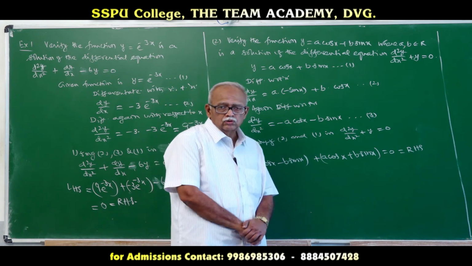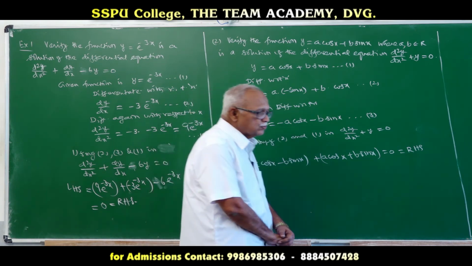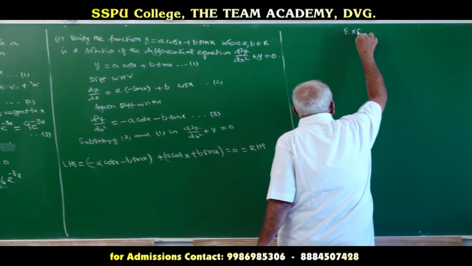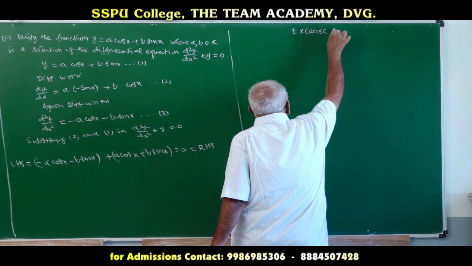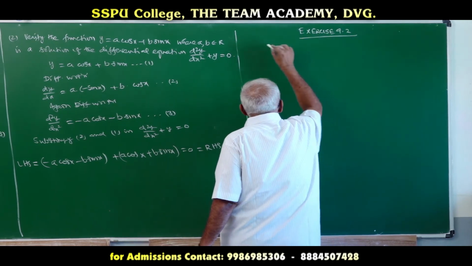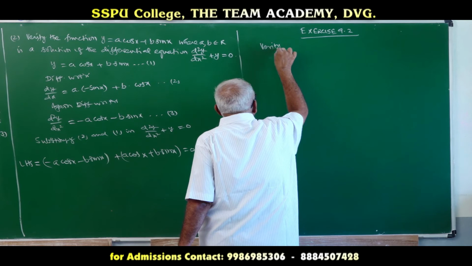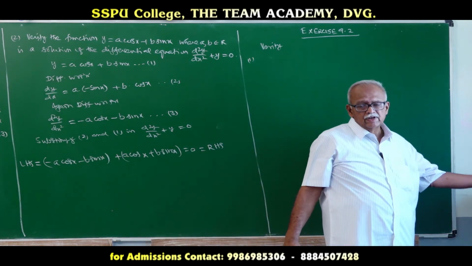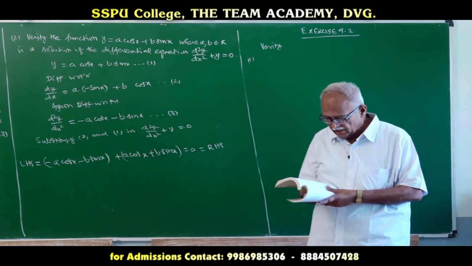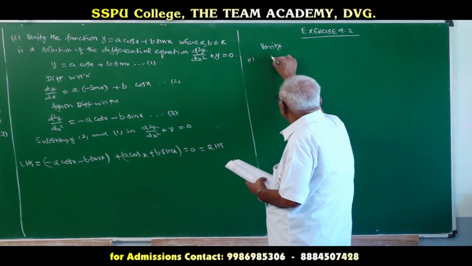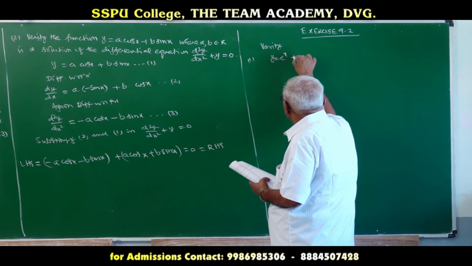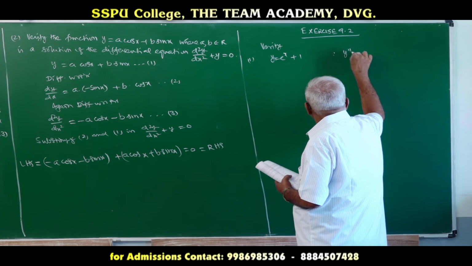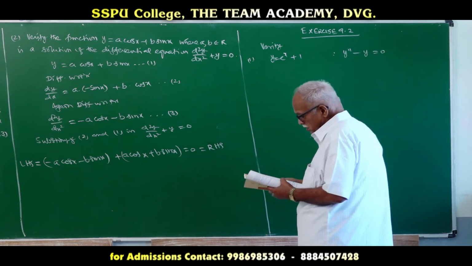Now, let us go to the exercise problems. Exercise 9.2, verify. Like what we have been given, a function will be given and we have to verify the differential equation. So, y is equal to e power x plus 1. The differential equation here is y double dash minus y is equal to 0.